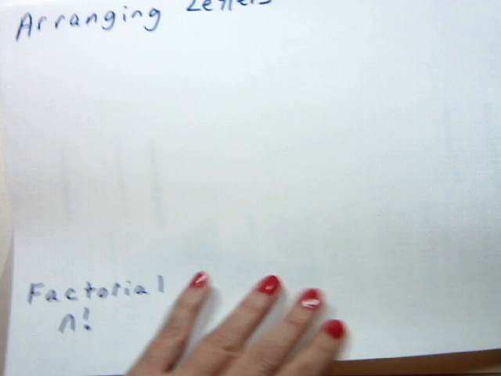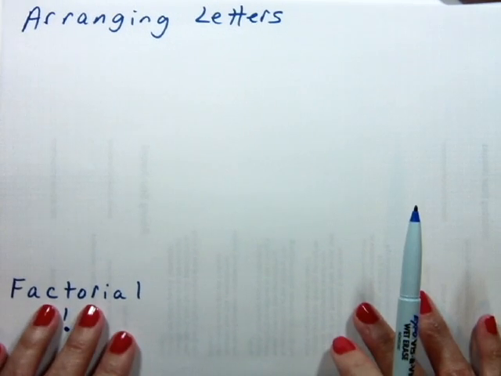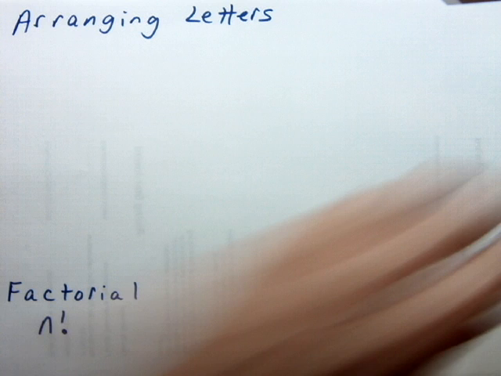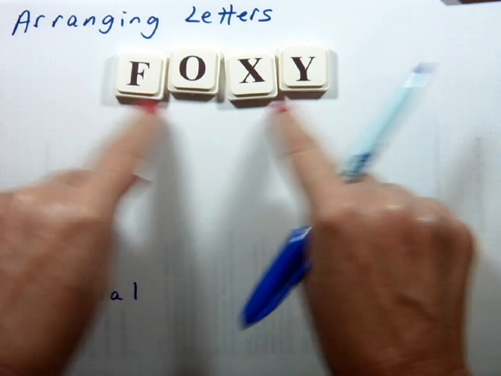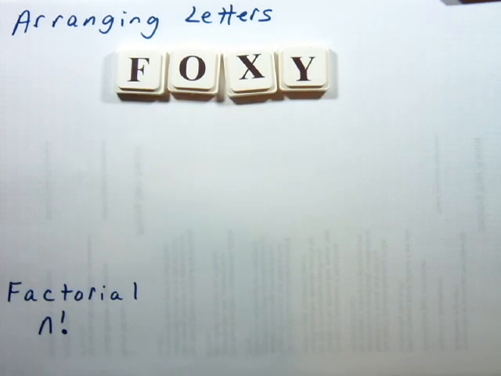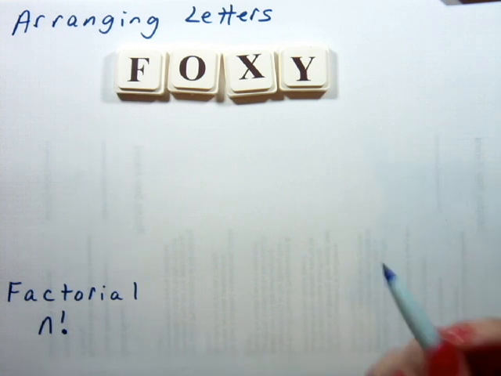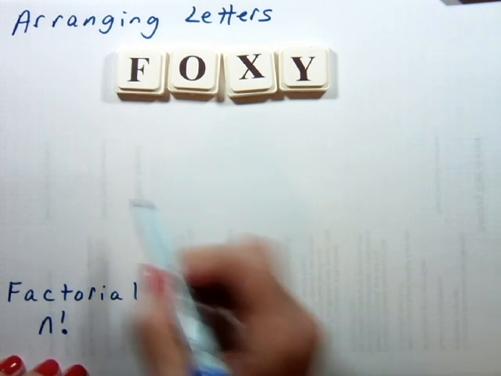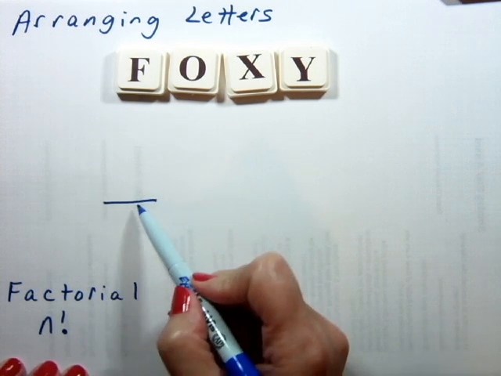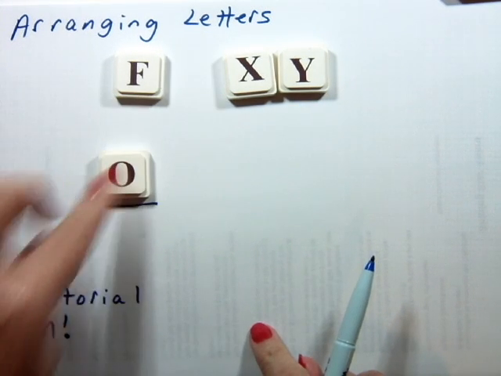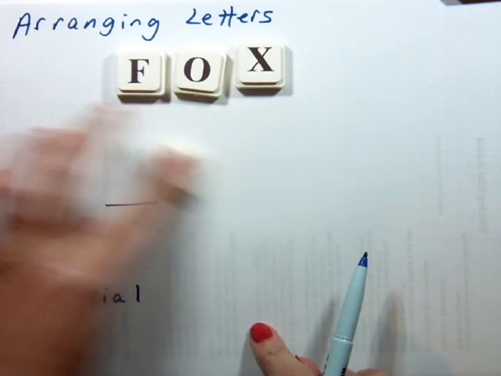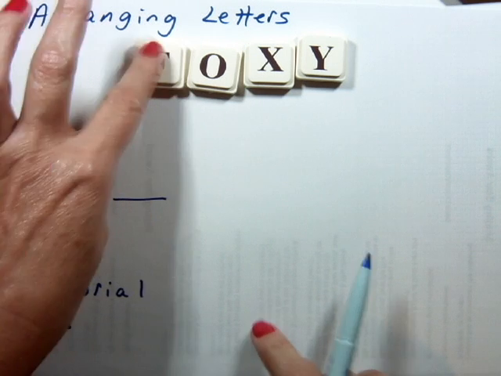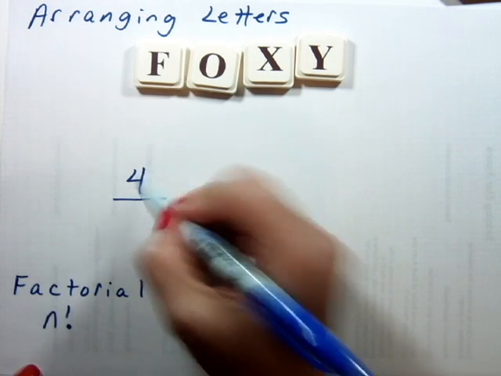Now, what if I'm wanting to arrange letters? For example, let me take the letters Foxy. If I want to find out how many different ways I can arrange these 4 letters, here's how I think of it. Using my fundamental counting principle, I would say, how many choices do I have for the first letter? Well, if I'm pulling a letter down, I could either put the O, or the X, or the Y, or the F. So I actually have 4 choices for the first letter.